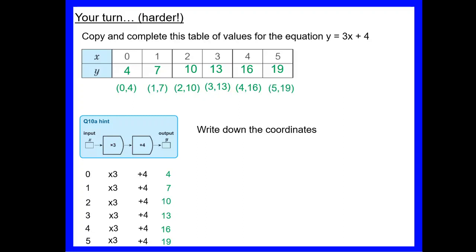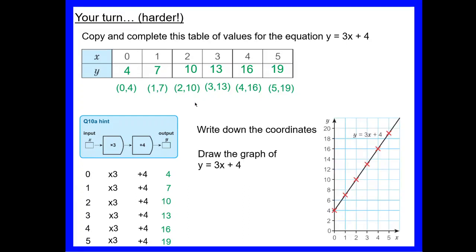And then we need to plot our graph. So again, check our x-axis, so horizontally we need to go from 0 to at least 5, and vertically we need to go from 4 to 19. So again, we might want to start at 0, 0 there. Okay, so we've plotted the points then very carefully. We've drawn our straight line through them, and we've labelled it with the equation of the line. So well done if you managed to do that more challenging one.